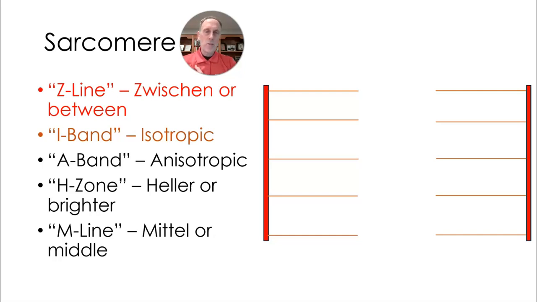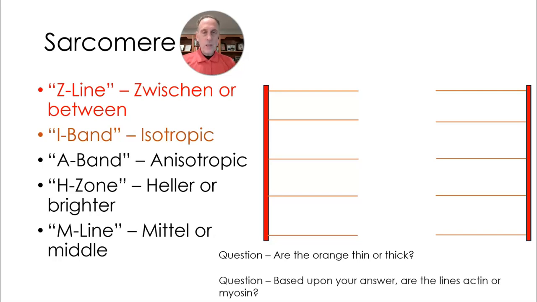So in the I band, the isotropic, you have these orange lines. Just real quick, are they thin or are they thick, relatively speaking? Well, they look kind of thin. And then it becomes a conversation of, if they're thin, are they actin or myosin? If they're thick, are they actin or myosin? At this point, they look pretty thin, and as a result, you're pretty sure they're actin, but let's see how this plays out.